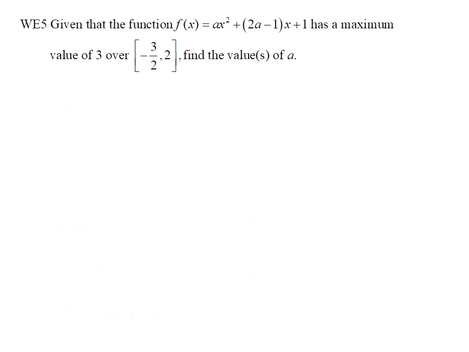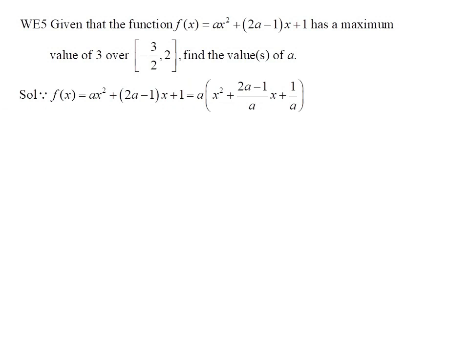Example 5 presents a quadratic function with the parameter a contained in its quadratic and linear coefficients. The question is to ask about the value of a given that the quadratic function has a maximum value of 3 over the domain between -3/2 and 2, including endpoints.